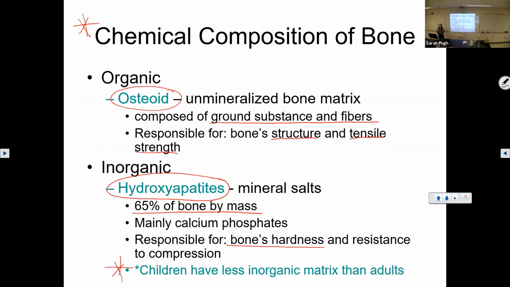Little kids, typically, when they break their bones, they don't break all the way through because their bones are way more flexible because they have way less calcium in their bones when they're little. So their bones have a lot more give to them. Okay? Children have a lot less hydroxyapatite than adults.